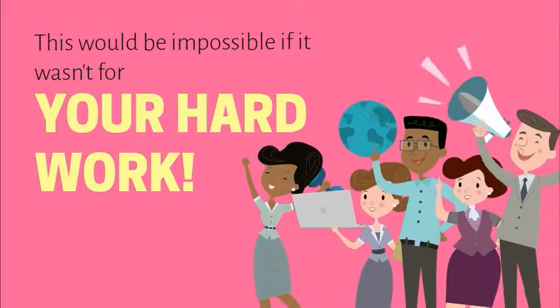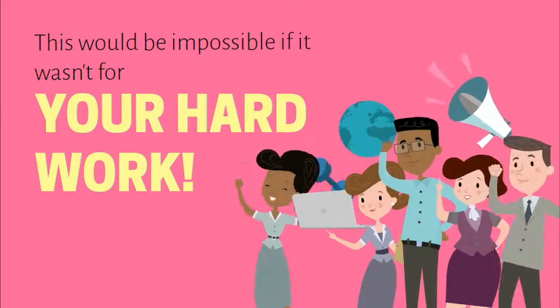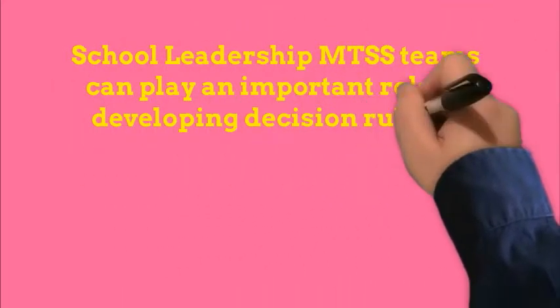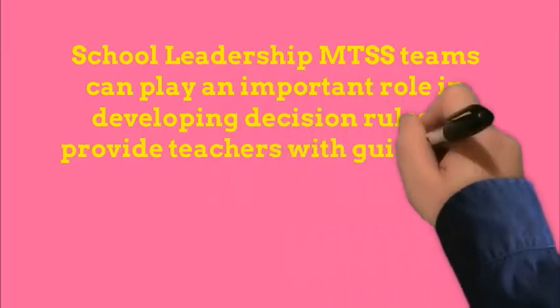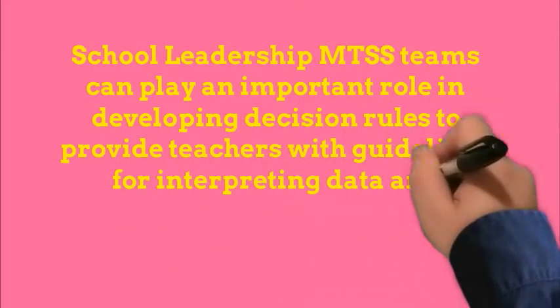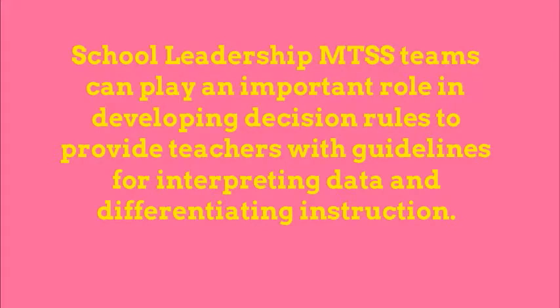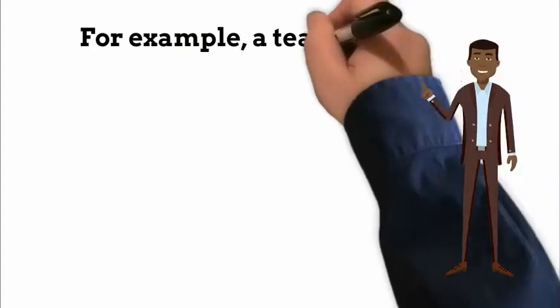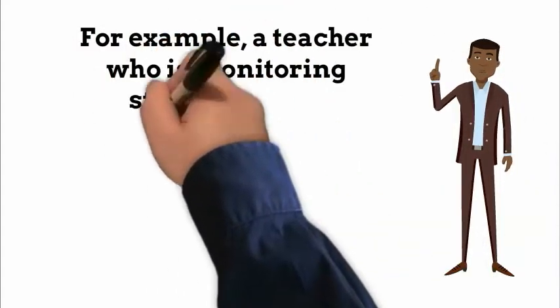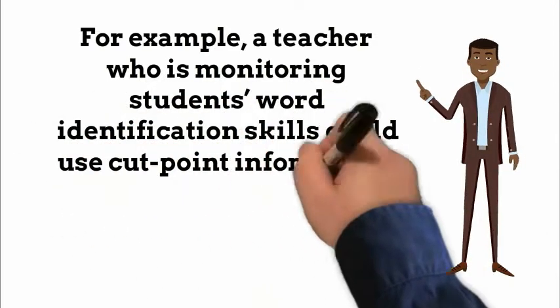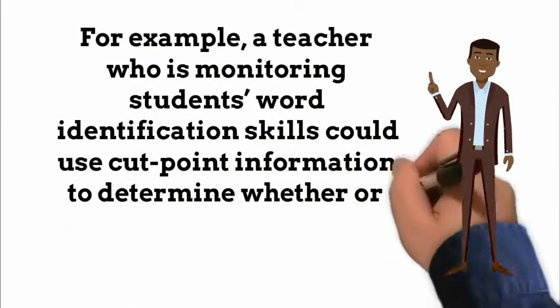School leadership MTSS teams can play an important role in developing decision rules to provide teachers with guidelines for interpreting data and differentiating instruction. For example, a teacher who is monitoring students' word identification skills could use data decision rules to determine whether or not they are ready for reading more challenging material.